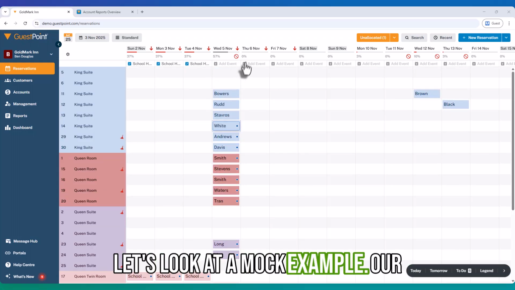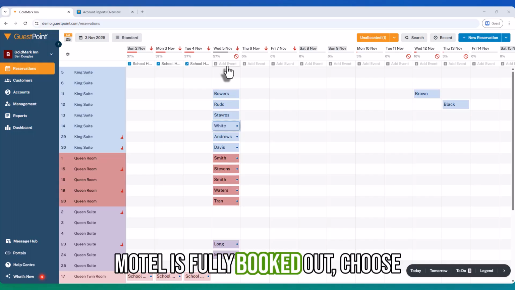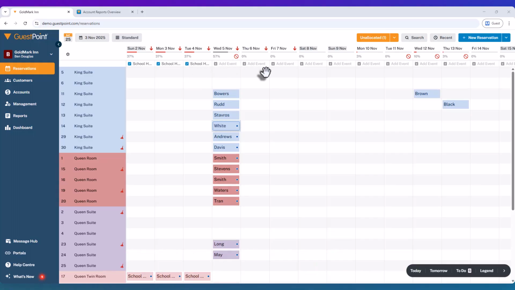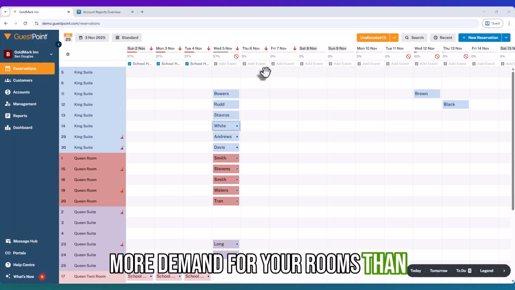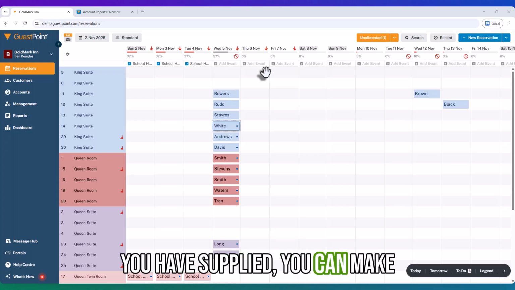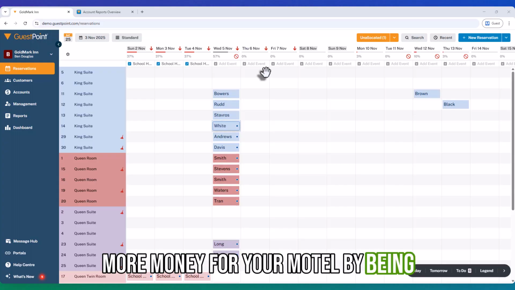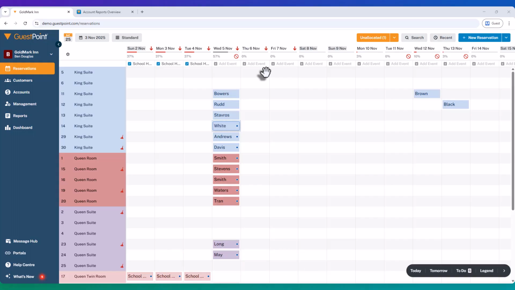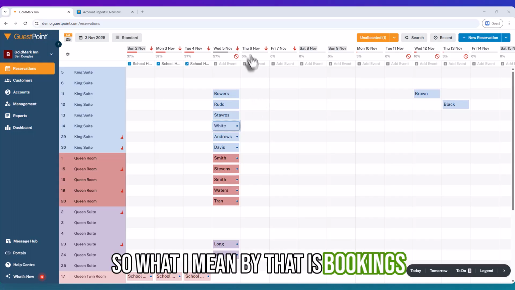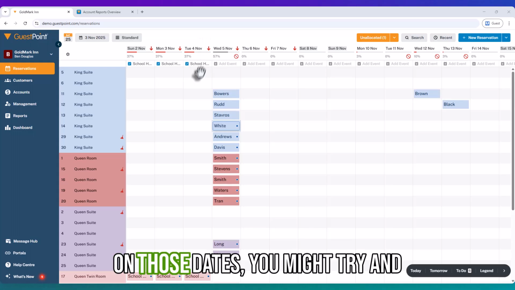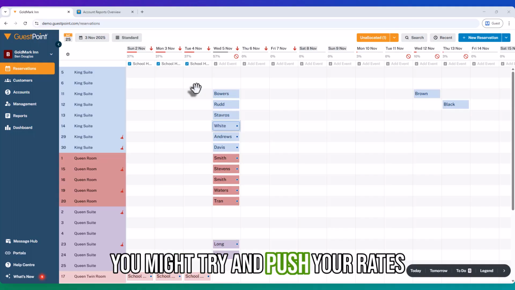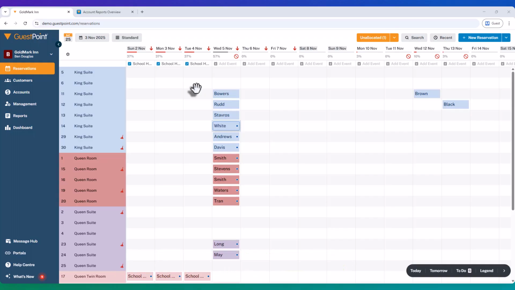Let's look at a mock example. Our motel is fully booked out Tuesday, Wednesday, Thursday every week. In an event where you've got more demand for your rooms than you have supply, you can make more money for your motel by being a bit more selective of the reservations you take. So what I mean by that is, bookings on those dates, you might try and put some restrictions in place, or you might try and push your rates up a little bit higher.